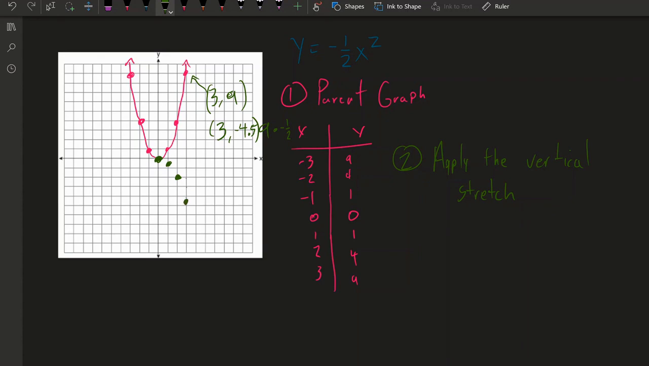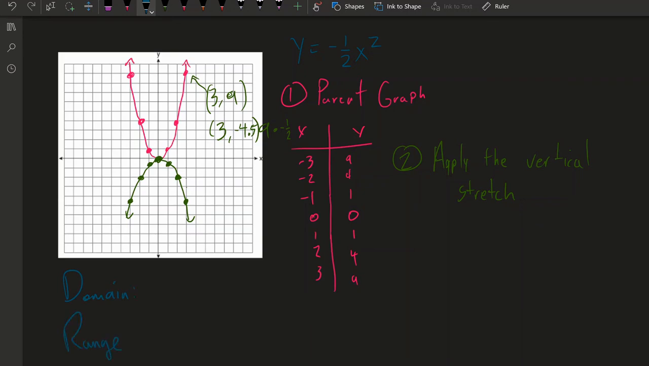So now I'm going to reflect that across the axis of symmetry because I know that it's a mirror image. Just like that. And then I'll graph it. And that green parabola right there is the graph of y equals -1/2 x squared. Now, let's go ahead and do the domain and the range.